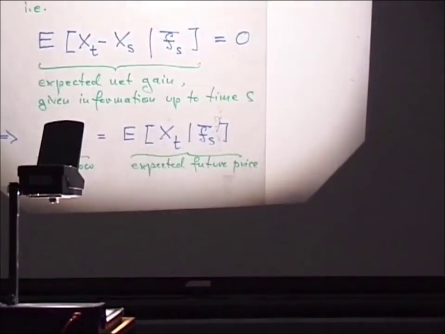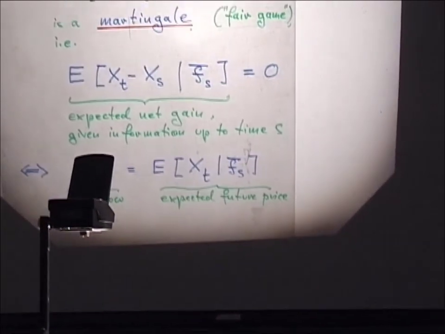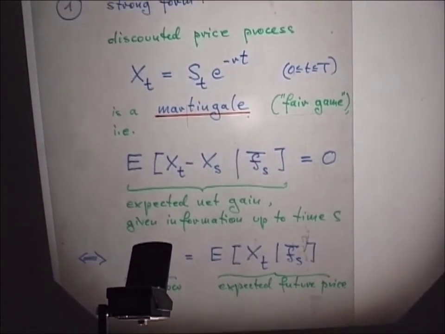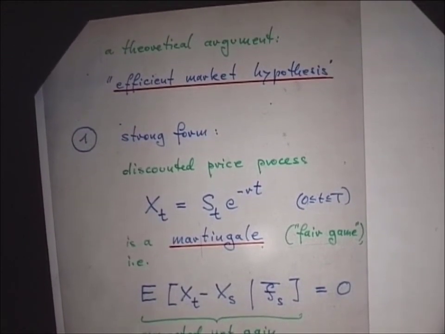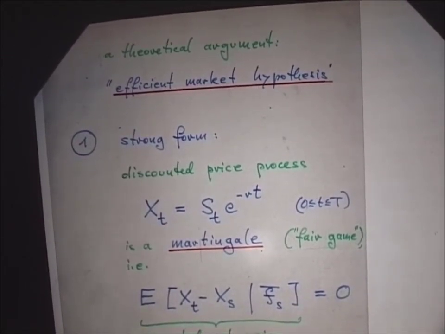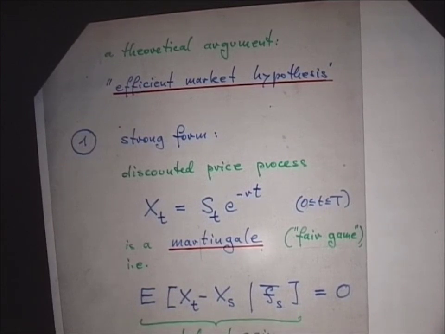But there are also some theoretical arguments. And from a mathematical point of view, it's these theoretical arguments which create interesting questions. There's something called the efficient market hypothesis. It comes in a strong form and in a more flexible form. The strong form says that the discounted price process is a martingale, which is a mathematical notion making precise the idea of a fair game.